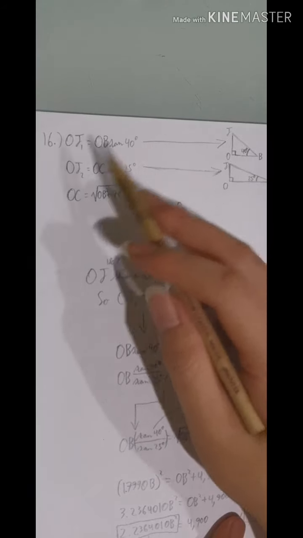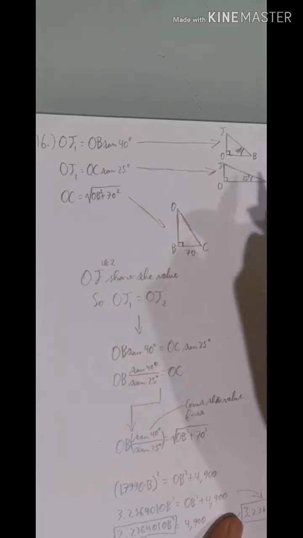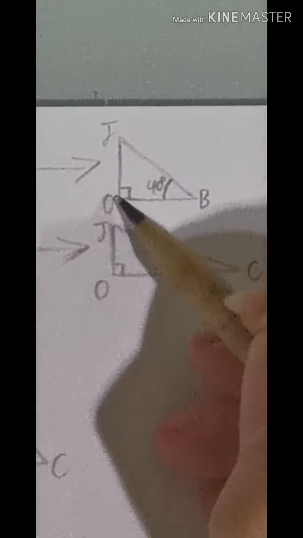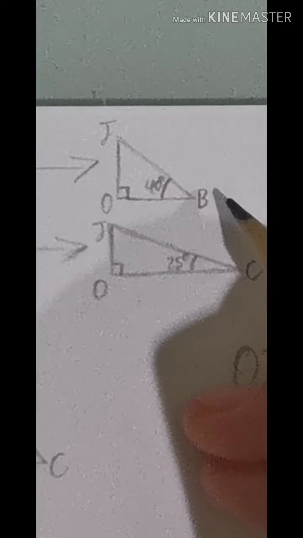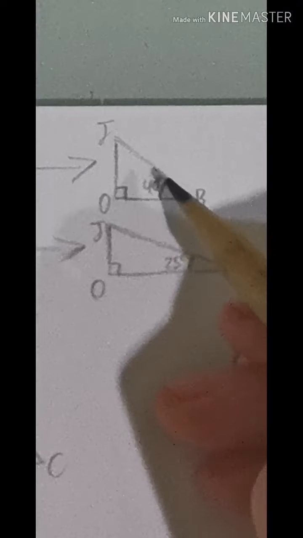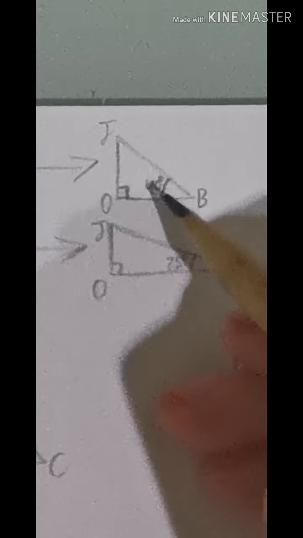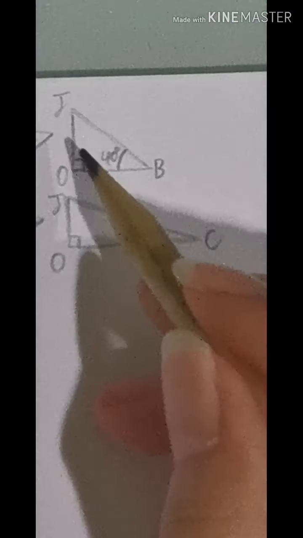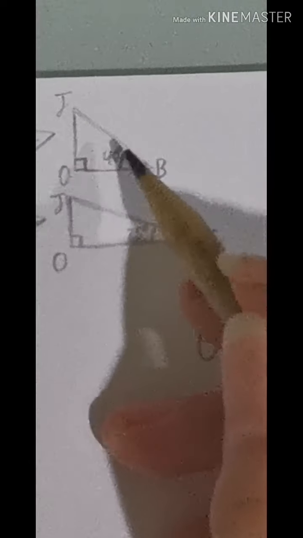So out of the question itself, we can make out 3 triangles. The first one is this is O, this is T, and that's B, and the angle of elevation is 40 degrees. The second triangle is the same thing, but from a different point, O and C. Keep in mind, we were not given any of the lengths, only the angles.